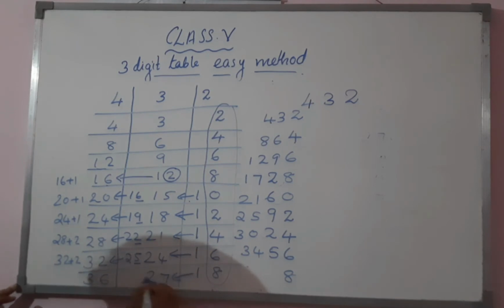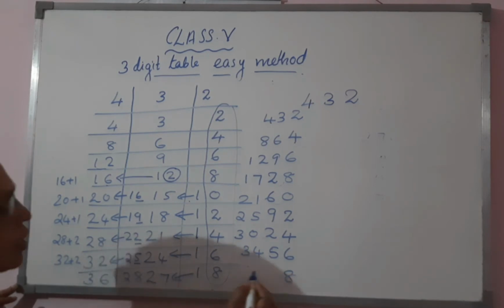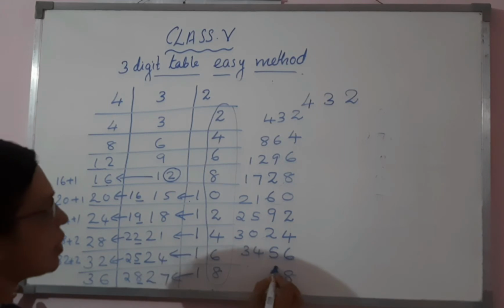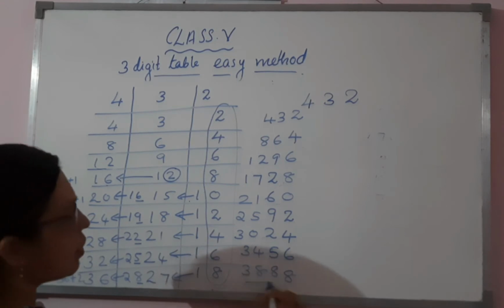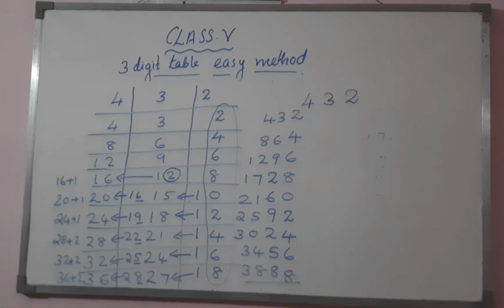This one we can carry here. 27 plus 1, 28. So we can write 8 here. And 2 we should carry here. 36 plus 2, 38. Over all the 432 table, 431 into 1, into 2, into 3, into 4, etc., up to into 9 we got. If you know this table, then we can start the division without making mistakes.